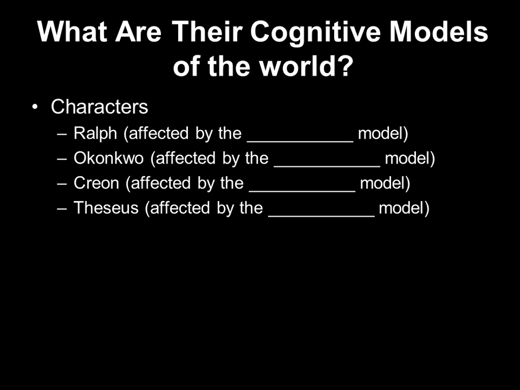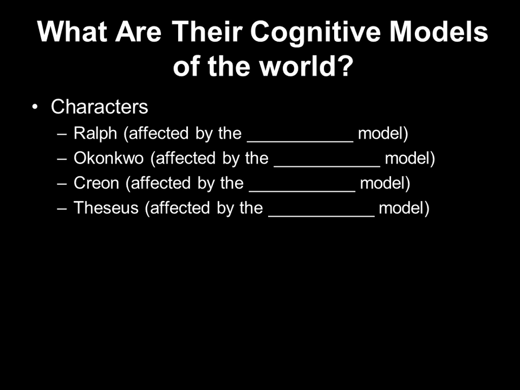Okonkwo, what's his cognitive model? He rejects his father's way of doing things. Okonkwo shares a certain model that we even see in our Western society. What's his need for power, and what is it based on? He grew up with no power, no authority. Not only that, who dominates in his society? Men, right? So it's a patriarchal model.